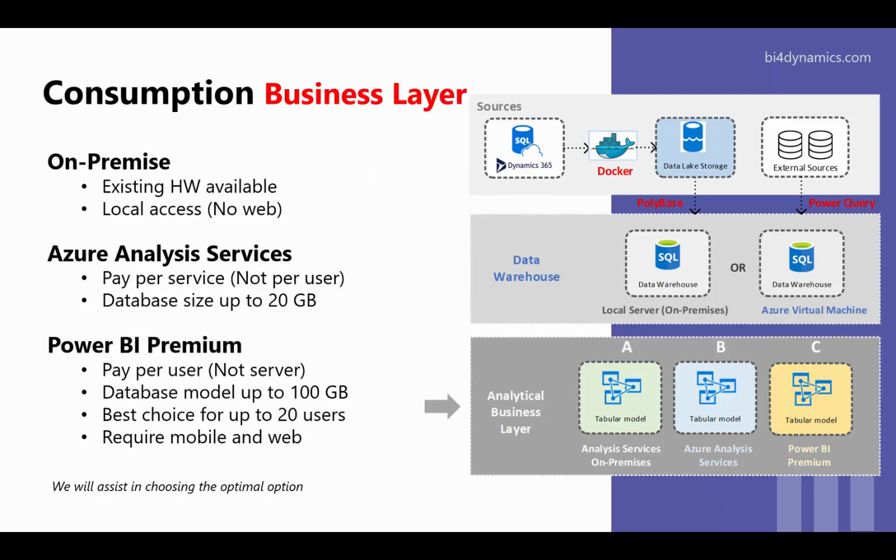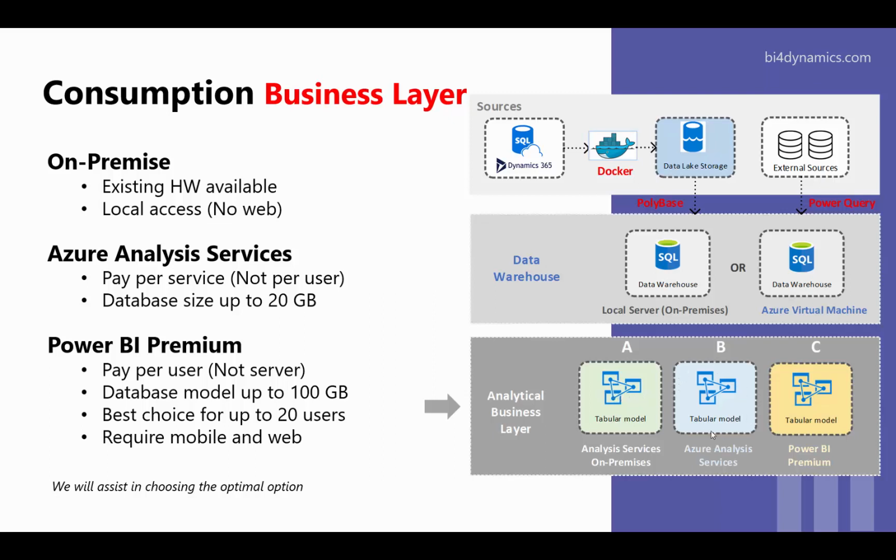The business layer is where the users connect to, and we have three implementation options. In every case, there is an Analysis Services tabular model, very user-friendly, very fast to query, and rich in content that BI4Dynamics provides from the data warehouse. The first implementation option is if you have spare hardware, then you have a data warehouse on-prem, and also Analysis Services on premises. There is no web or mobile access in this offering.